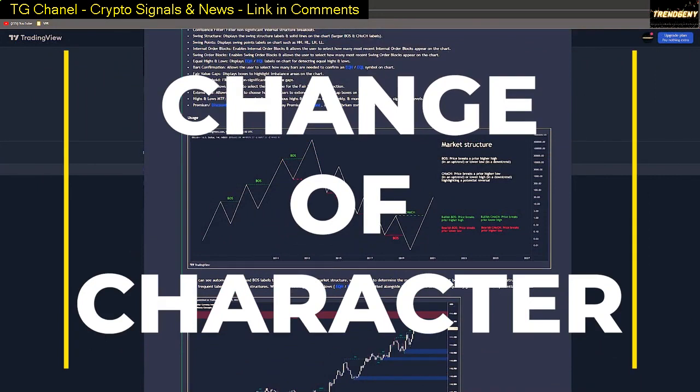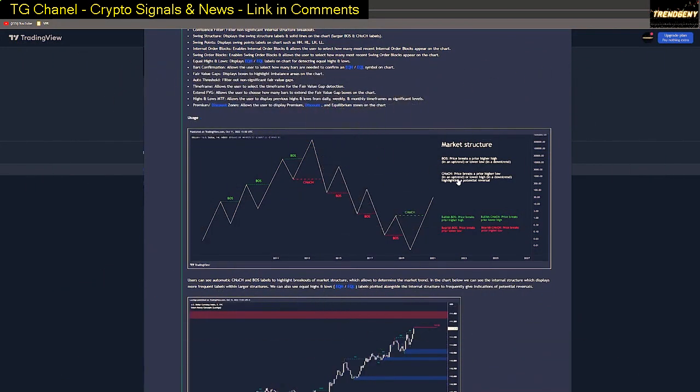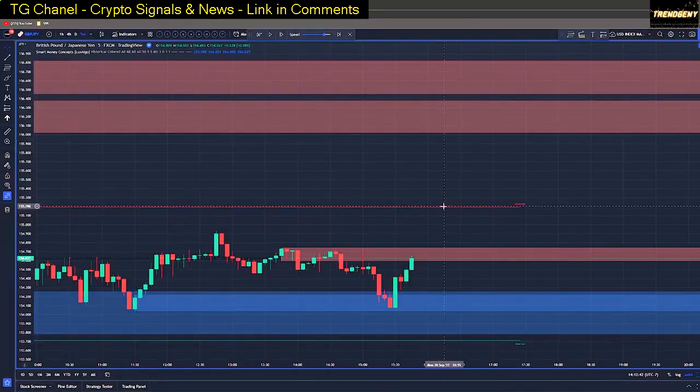the change of character, or the CHOCH right here: price breaks a prior higher low in an uptrend or lower high in a downtrend, highlighting a potential reversal. This is really just showing when there's a potential new trend that's forming in the opposite direction. And the one thing that I notice is that it typically will relate to when we can prepare for this break and change in direction and trend. Usually it comes when there's a break on, let's say, this strong high or a strong low, or a weak high, weak low.